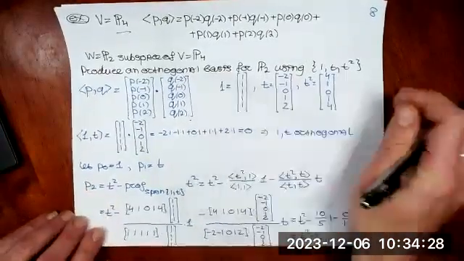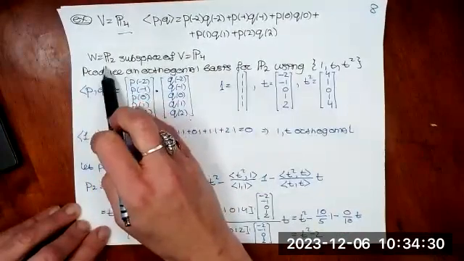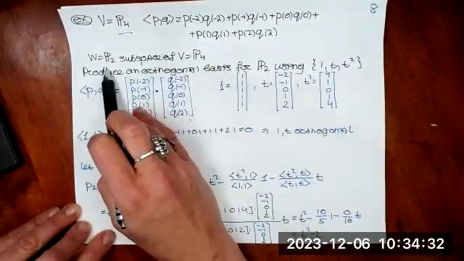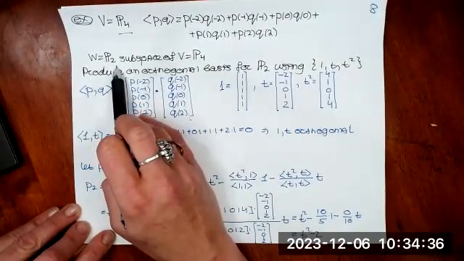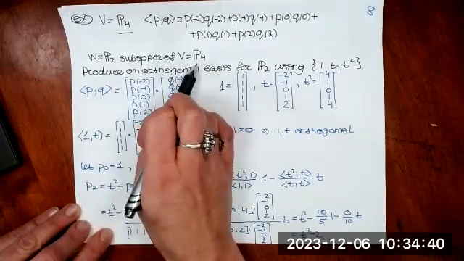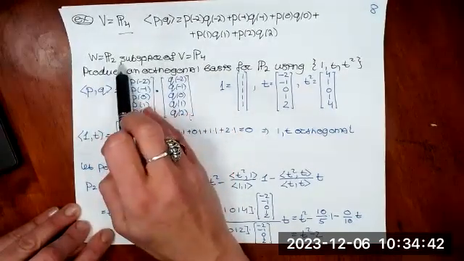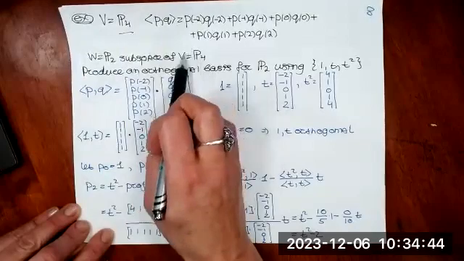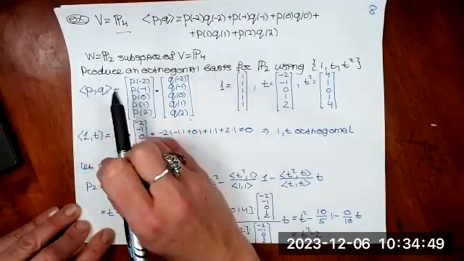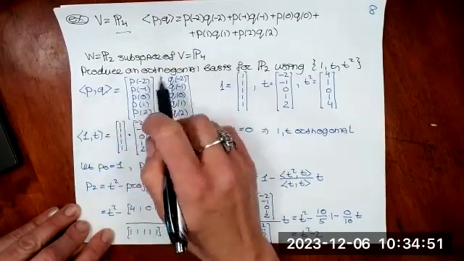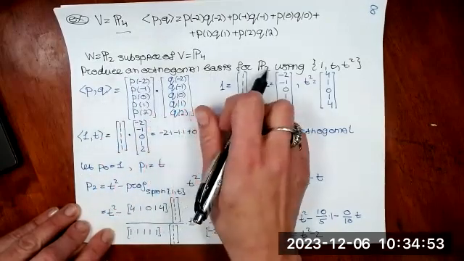Then we have W, a subspace of V, and we suppose that W is all the polynomials of degree at most 2. So it's a subspace of P4. This is a 3-dimensional subspace, and this is a 5-dimensional space.